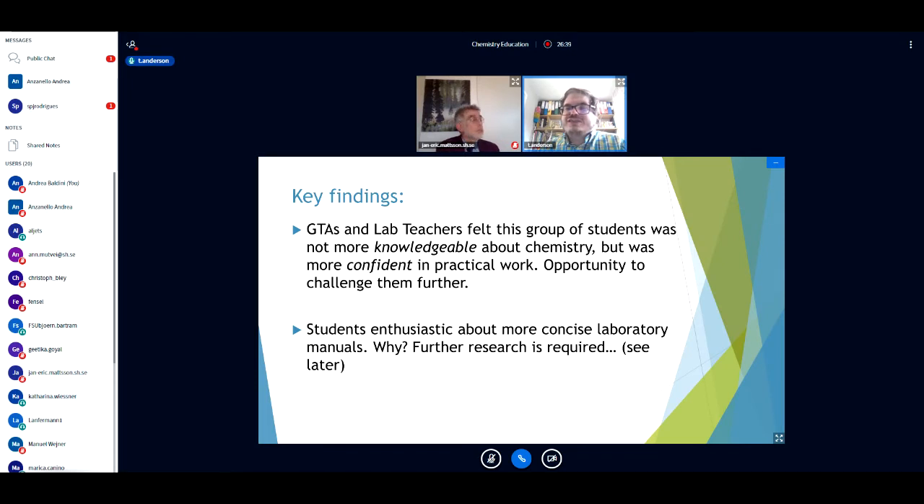So the key findings of these early informal searches were the GTAs and the lab teachers consistently felt this group of students, they didn't know more about chemistry, they didn't know more about the theory of chemistry, but they had grown more confident in practical work. And that makes a huge difference at first year level, because the biggest problem historically we've had is students who have this idea, you know, safety tends to be emphasized to weed out the one student out of 30 who thinks it's a good idea to eat some magnesium. That did happen at my school.